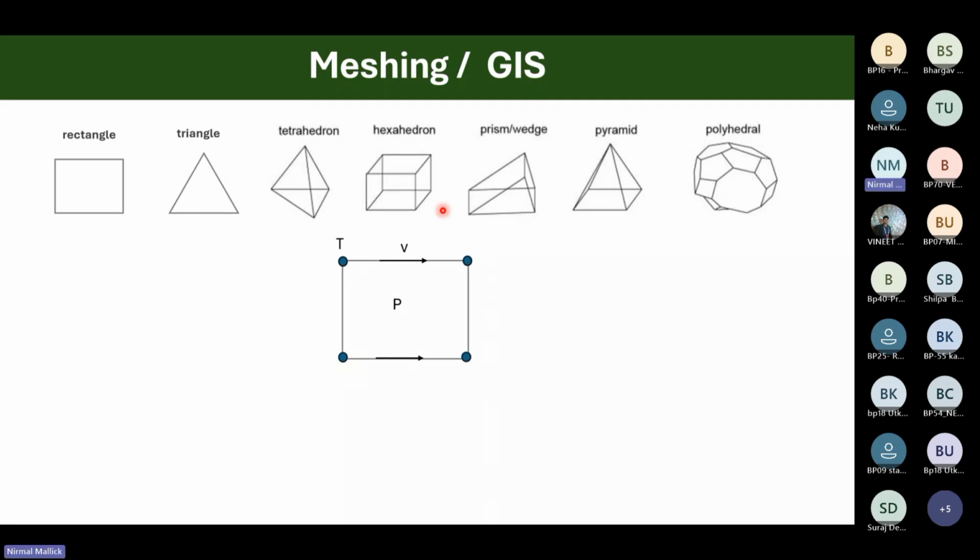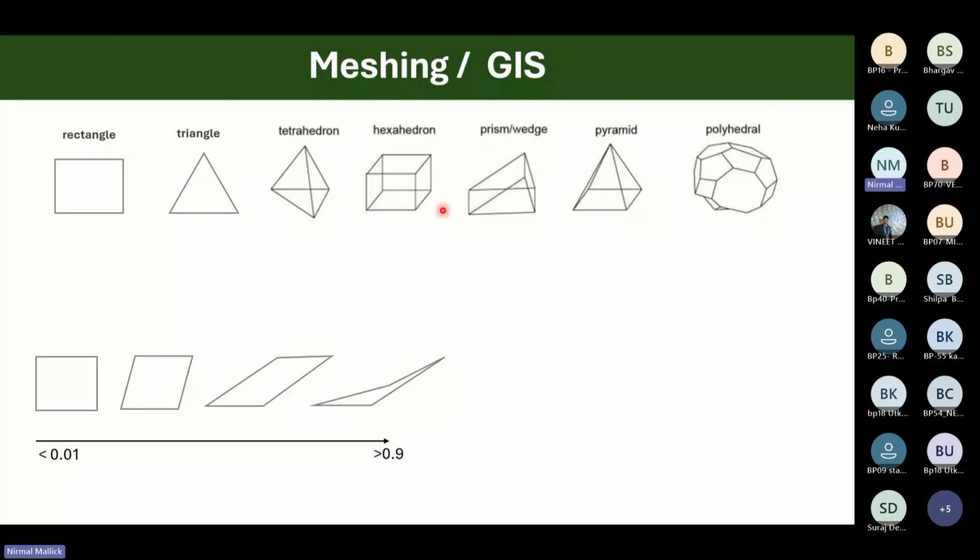Next is what are the major parameters you should be considering while meshing. Your skewness should always be less than 0.9. When I say skewness, this is how it increases. If you have a good rectangle, with a 90-degree angle at each corner, your skewness will be less than 0.01. As it starts getting inclined, the angle is reducing and your skewness increases.